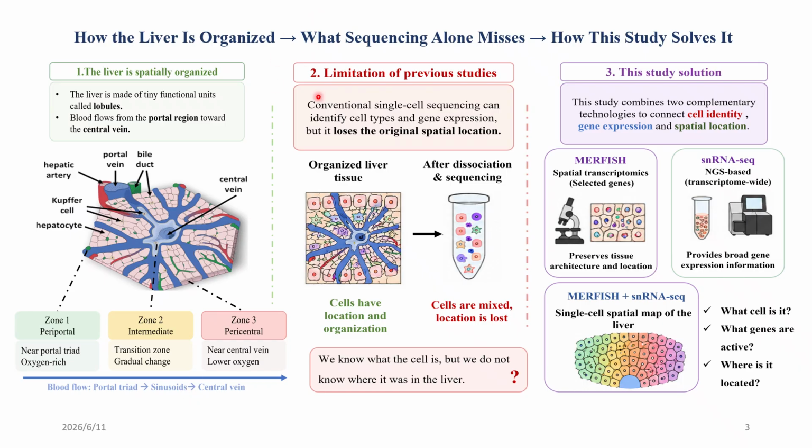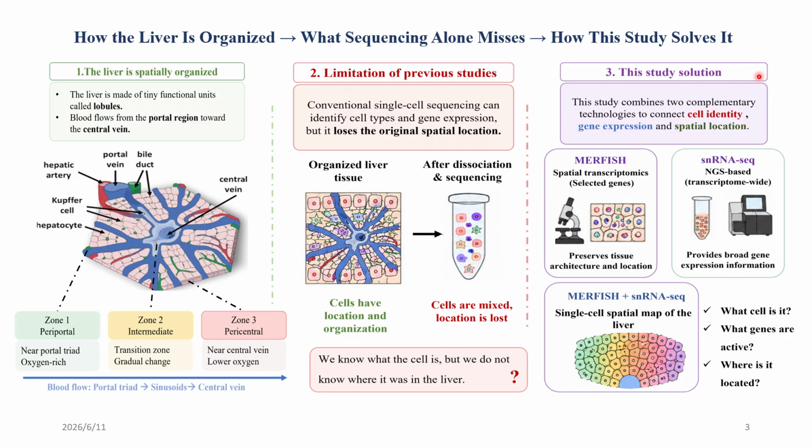Now the middle part shows the limitation of conventional single cell sequencing. In NGS based methods like single nucleus RNA sequencing, the tissue must be dissociated. After dissociation, cells or nuclei are mixed in a tube. NGS can tell us what cell types are present and which genes are active, but it loses the original spatial location of those cells. This is especially important in liver because cell function depends strongly on location.